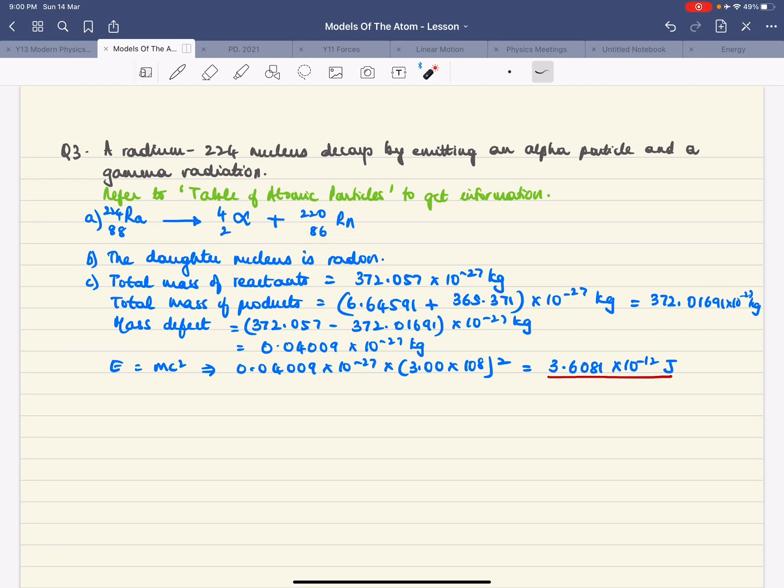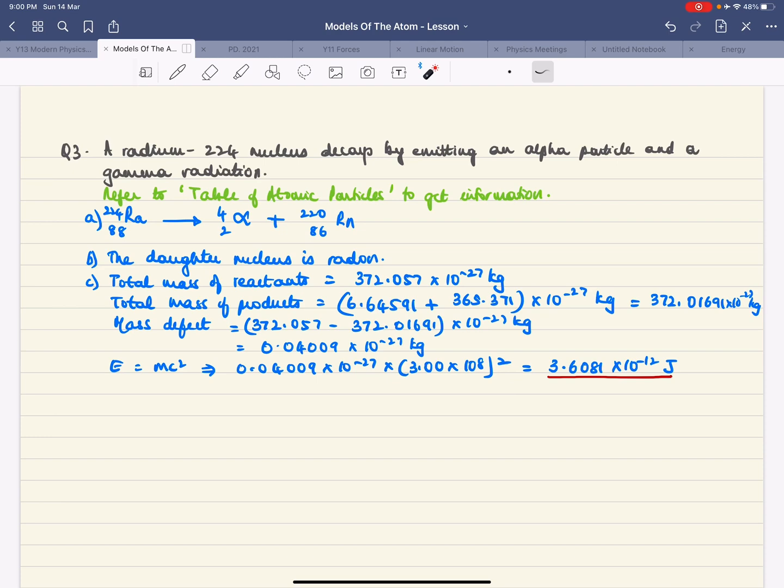And question B says, what is the daughter nucleus? So whatever is formed, that's called the daughter nucleus. This is your parent. So the daughter nucleus is radon. Even though you've written it here, you actually have to say what it is. Then the last one is calculate the energy released during the reaction.